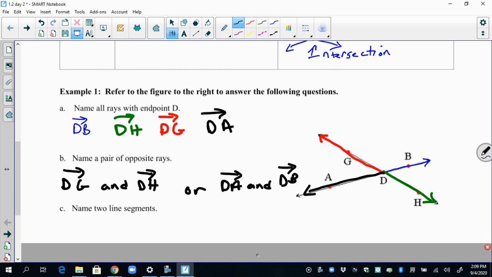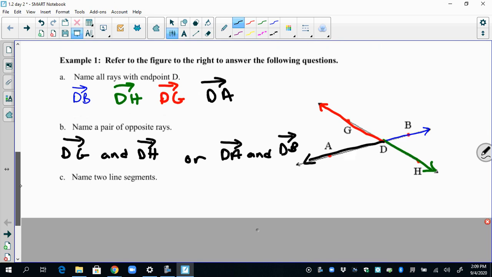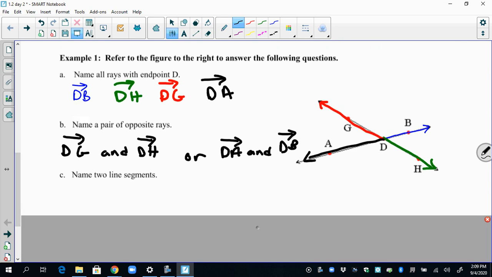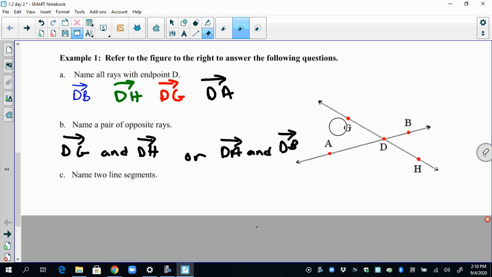All right, name two line segments. There are numerous answers for this one. I'm going to erase all my rays so I can see my points better. So we've got two lines and we've got these points on them. A segment is just part of a line that has a beginning and an end. So I could talk about from point A to point D. That is a segment. It's a part of the line. So one answer would be segment AD.